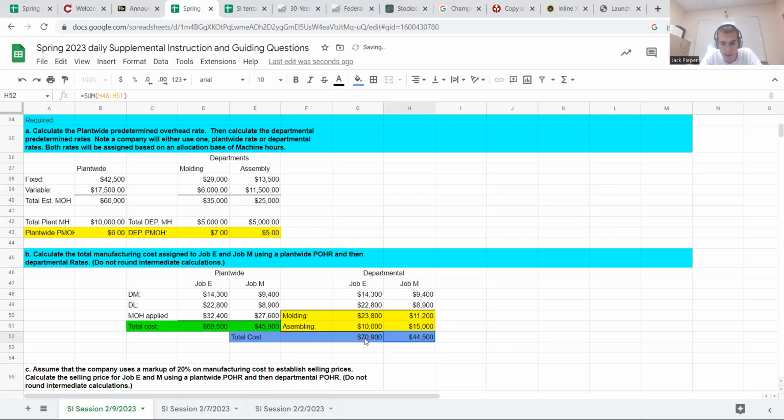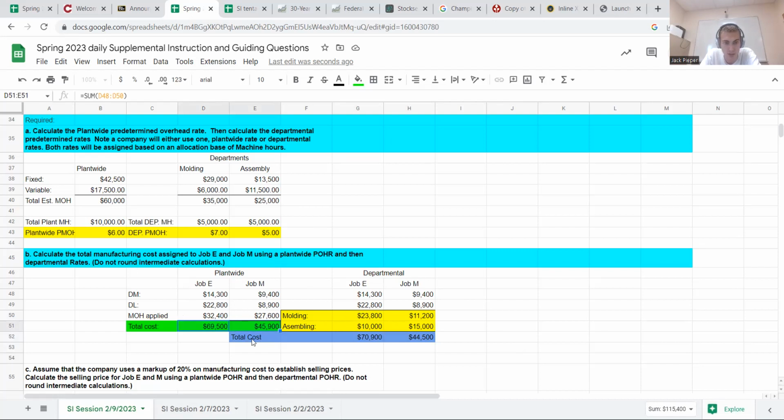Okay, so I want you guys to notice how these two, right, the 70,900 and the 44,500 are different than the 69,500 and the 45,900. That's because we're not allocating it very specifically.